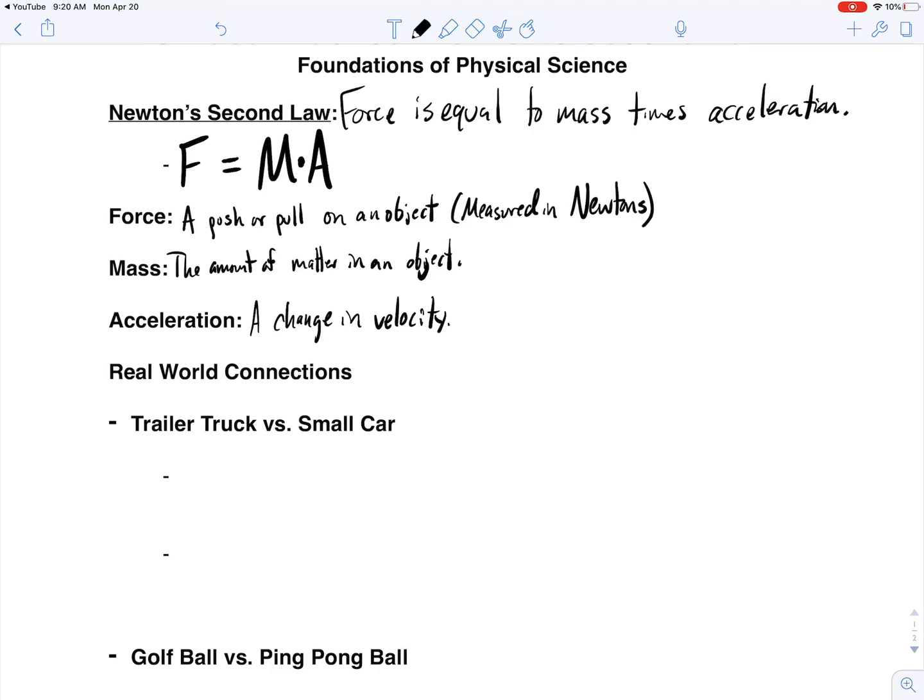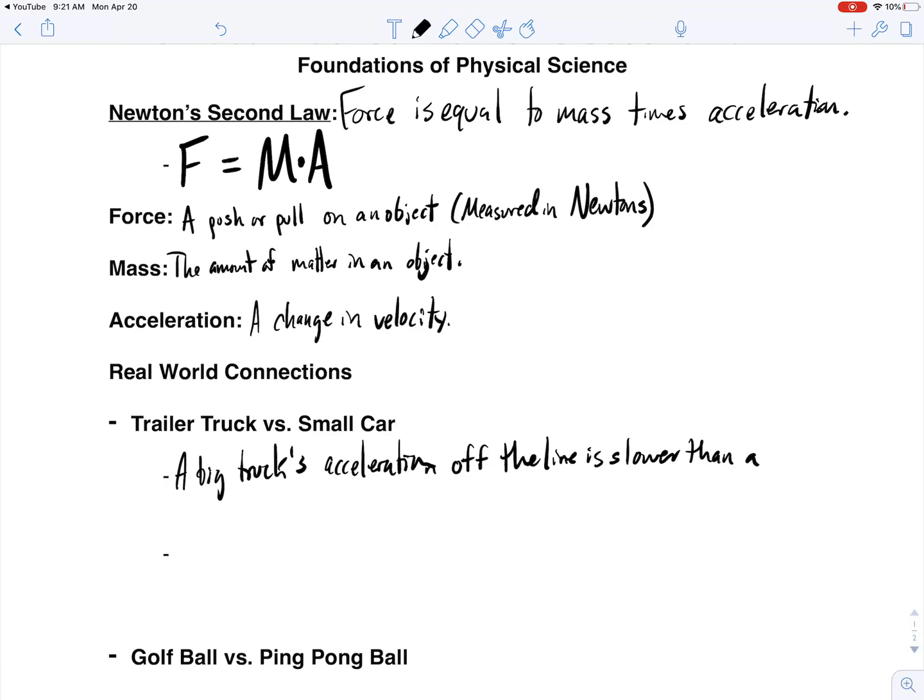Here's what I'm thinking of. We've all sat at a stop sign next to a tractor-trailer truck, and the light turns green, and if you're in a small car, you tend to zip away from that tractor-trailer truck that takes much longer to accelerate. So let's say a big truck's acceleration, that's A in our equation, okay? A big truck's acceleration off the line is slower than a small car, and that's all Newton's second law, right?